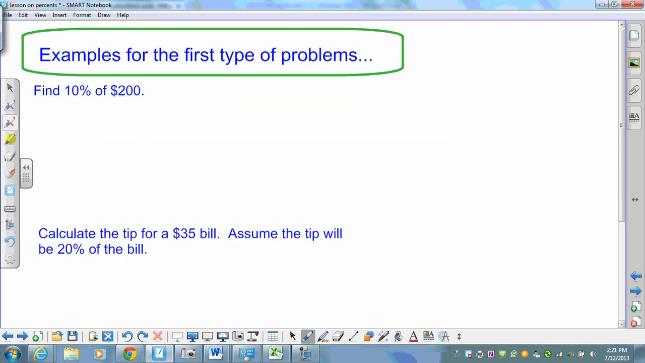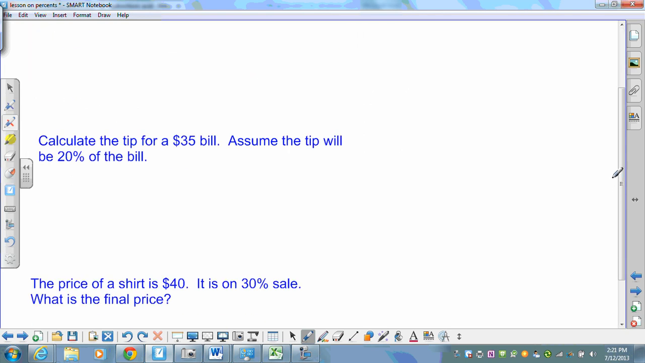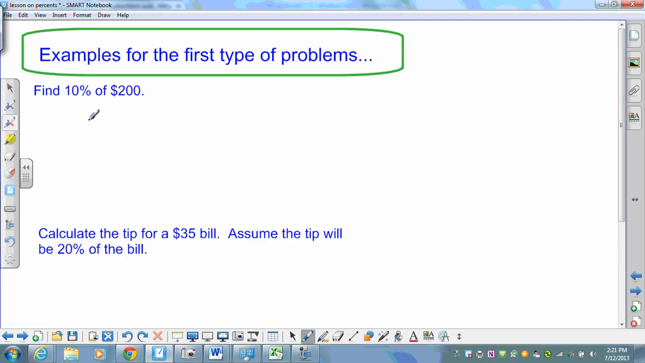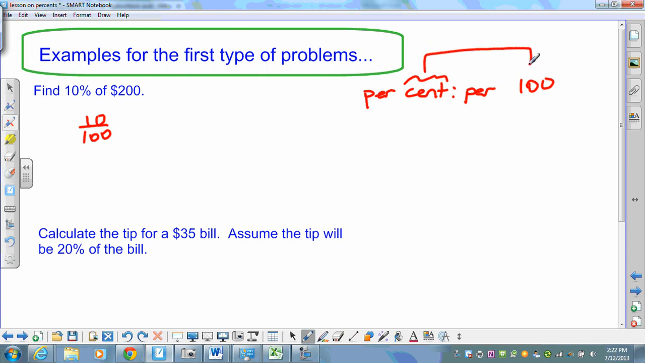Here's a very basic example. Find 10% of $200. So 10% can also be written as 10 divided by 100. As a matter of fact, percent means per 100. The word cent in French, pronounced as son, literally represents the number 100. So percent means per 100.